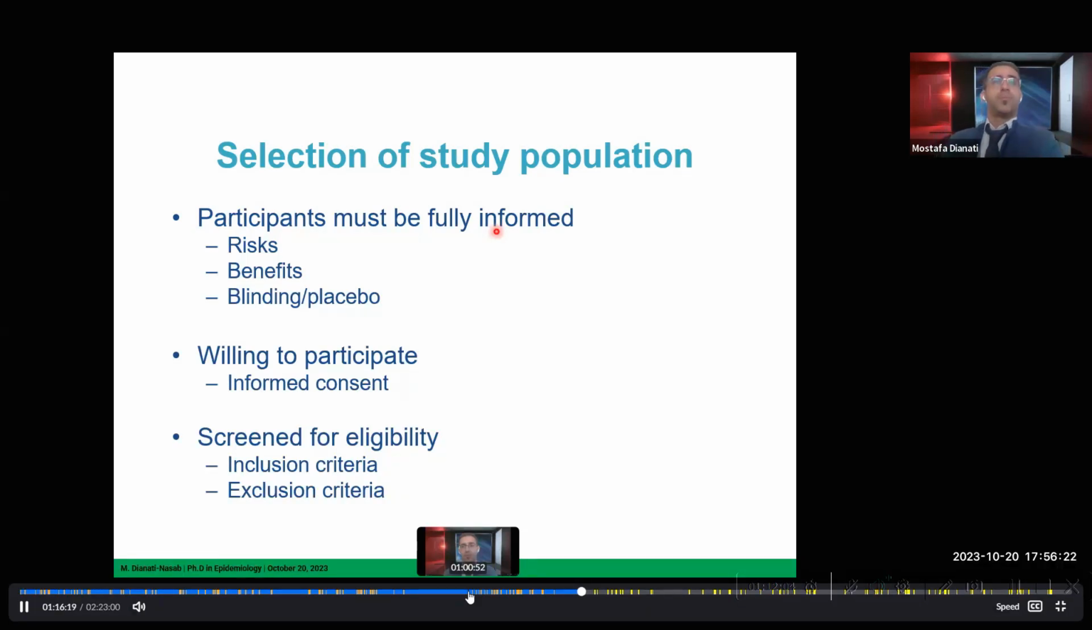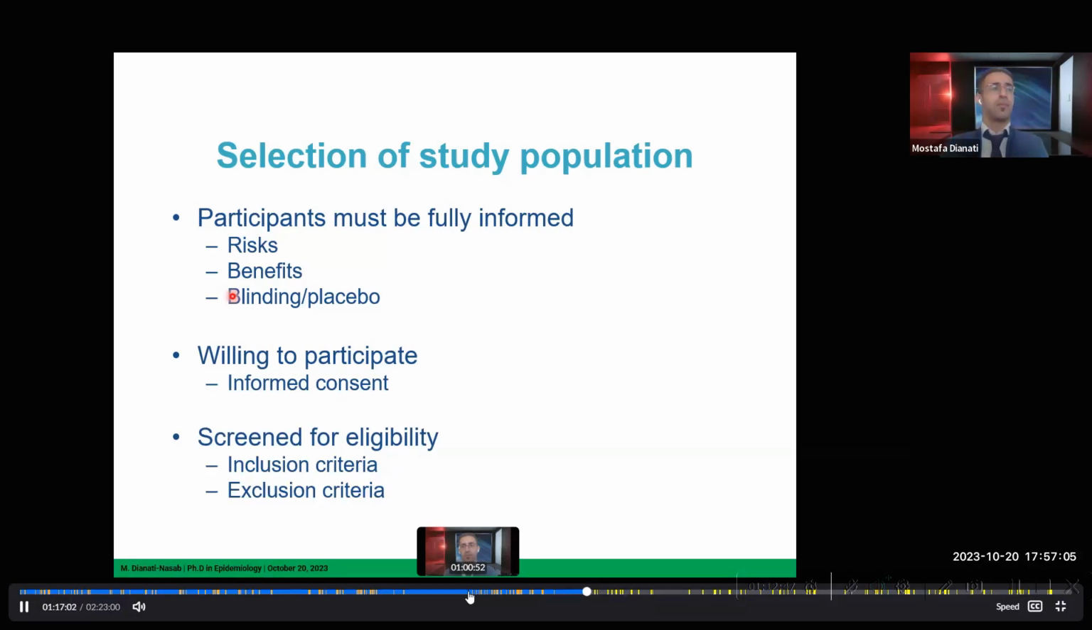In order to start your study, all the participants should be aware of the risks, benefits, and also the nature of your study. Okay? And also, the main intervention or placebo should be blindly assigned to the participants. So no preference. For example, if one of the patients is your relative or your friend, you shouldn't allocate them to the main intervention. Everything should be blind.